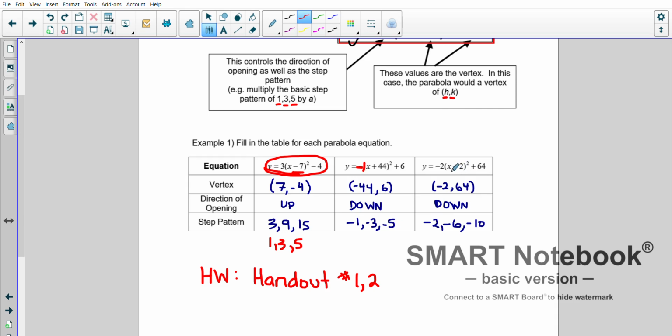And then lastly here, well, what's the vertex going to be? It's going to be the opposite of this number, so -2. And then this number as is, so you know your vertex. So if you know your vertex is, very roughly, -2 and then way up here at 64, well, that's your starting point. And then if you know the step pattern, you take the 1, 3, 5 and multiply it by -2, you get -2, -6, -10. That's how you get to your next point. Over 1, down 2. Over 1, down 6. On that side, and then on that side.